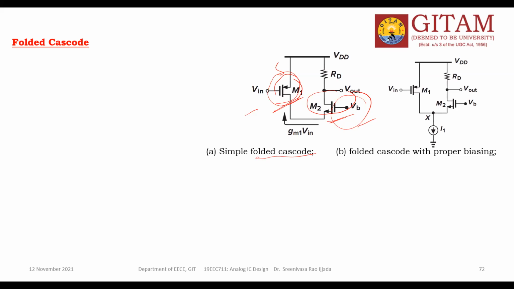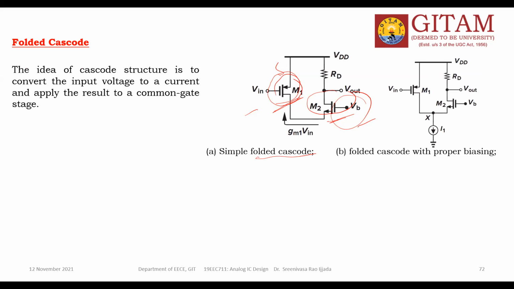The idea of the cascode structure is to convert the input voltage to the current and apply the result to the common gate. Of course, what is the input device's role? The input device is CS. It takes the voltage, and the output is converted to current, and the current is fed or applied as the input for the CG amplifier. Ultimately, its output is voltage.